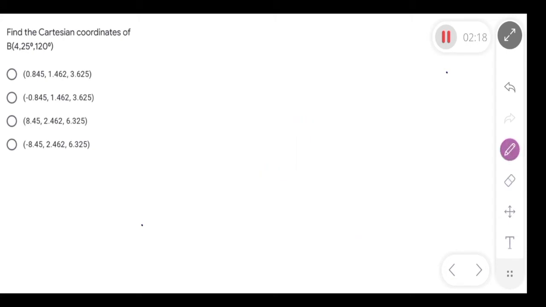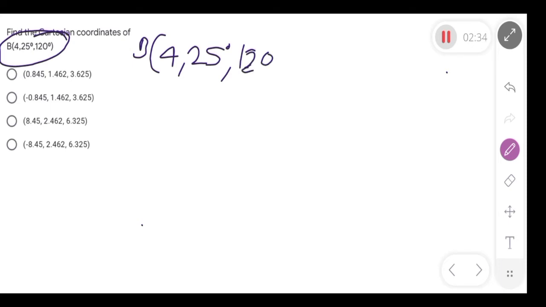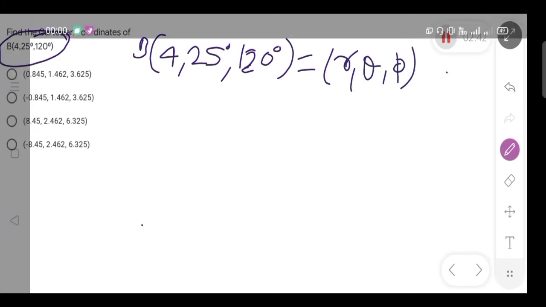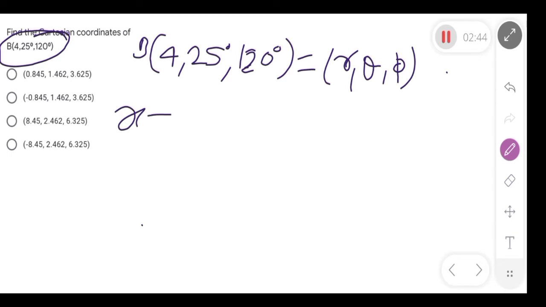Now the question given is: find the Cartesian coordinate of B. B is given in spherical coordinate, which is 4, 25 degree and 120 degree. This is equal to r, theta, and phi. Now we have the relation that x is equal to r sin theta cos phi. Now the value of r is 4, theta is 25, and phi is 120.